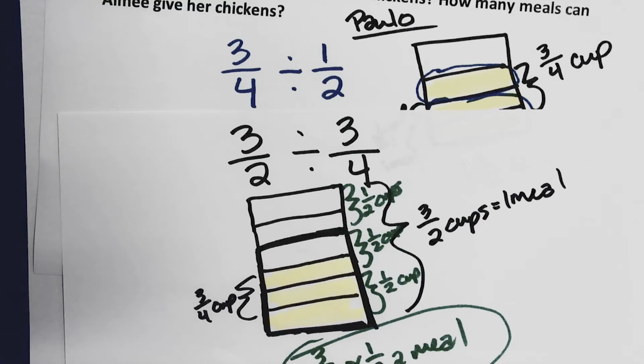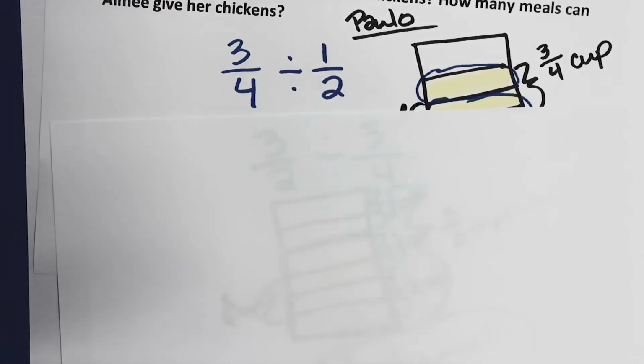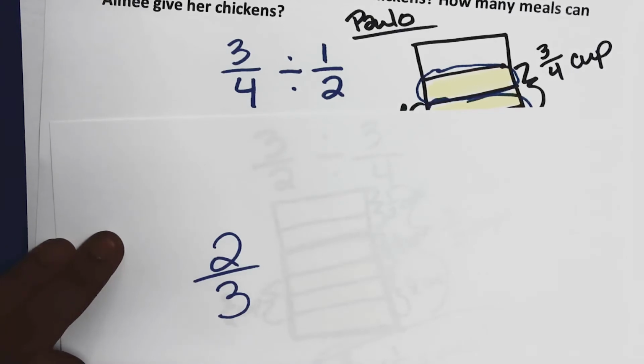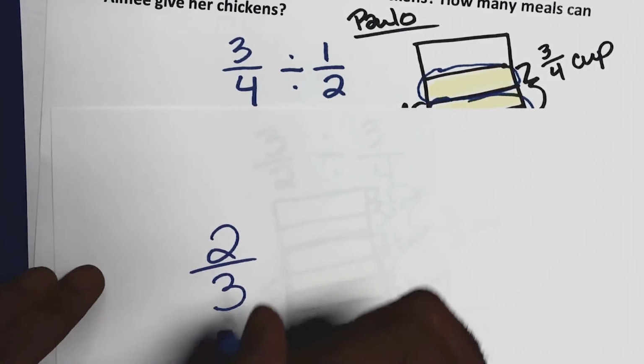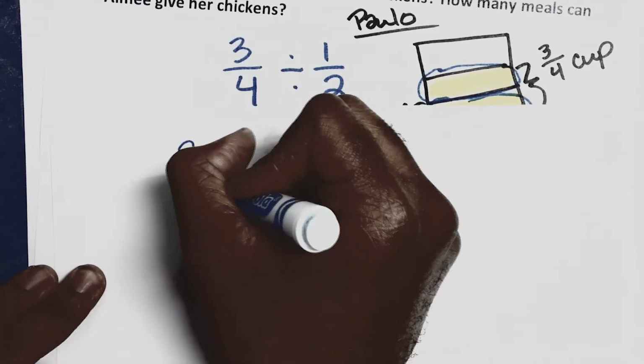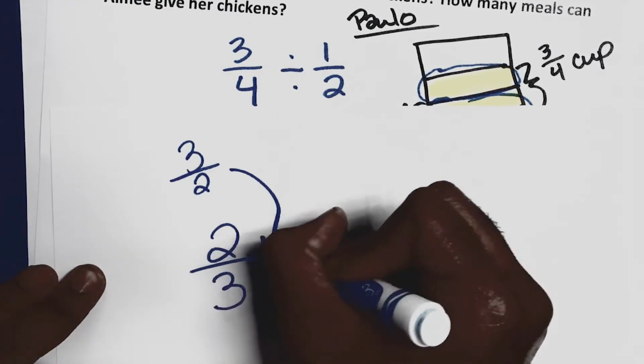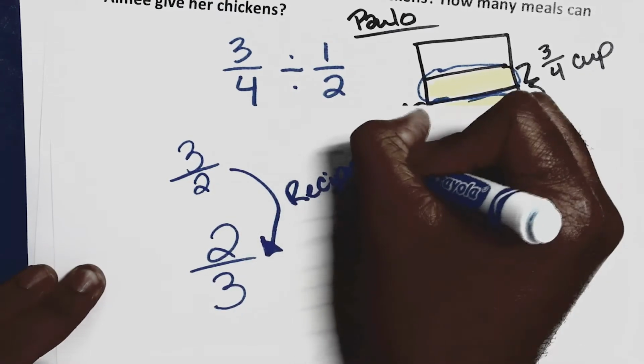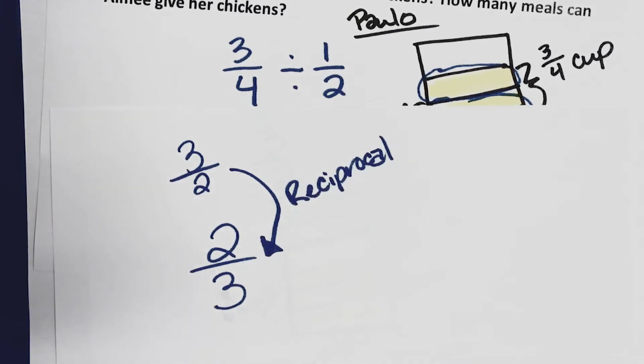The fraction 2/3 is called the reciprocal of 3 halves. So again, the fraction 2/3 is called the reciprocal to 3 halves. A reciprocal is 2 numbers whose product equals 1. So what we did was multiply by the reciprocal.